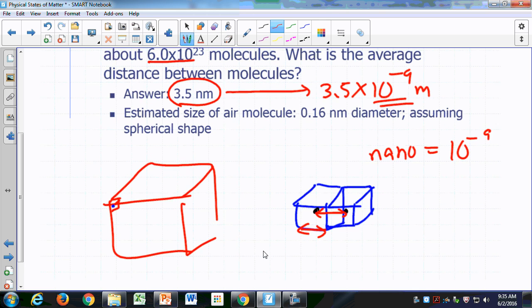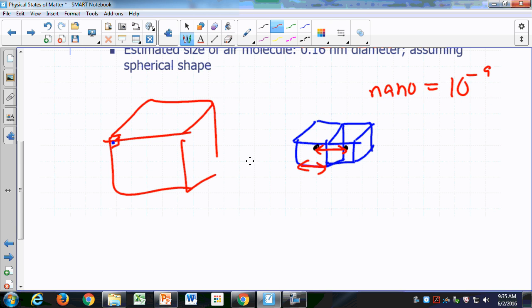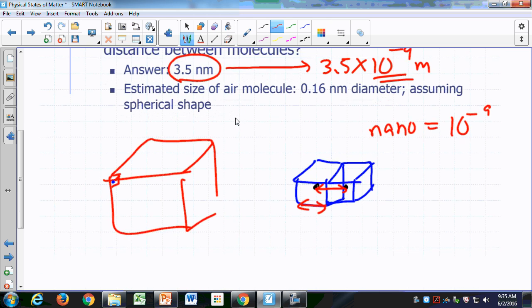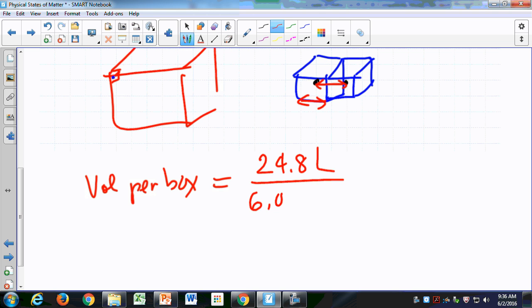How are we going to do that? Well, let's see. Total volume divided by, how many boxes would we need? 6 times 10 to the 23rd. So the total volume, you divide it by the number of boxes you need, that gives you the volume per box, right? So volume per box is equal to, what was it? 24.8 liters divided by 6.02 times 10 to the 23rd.